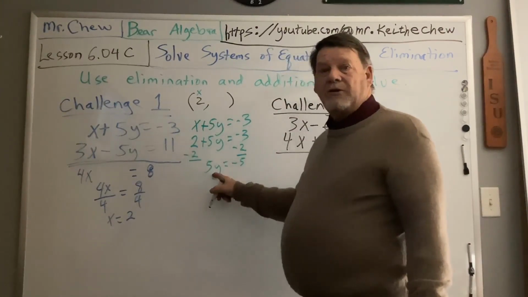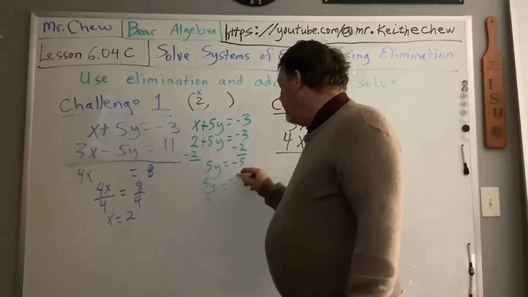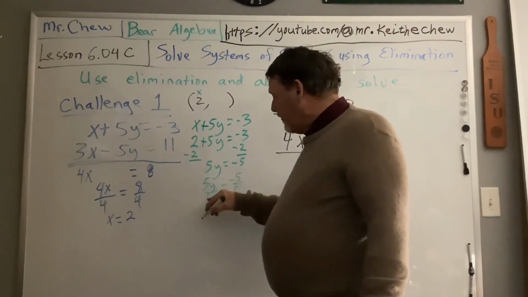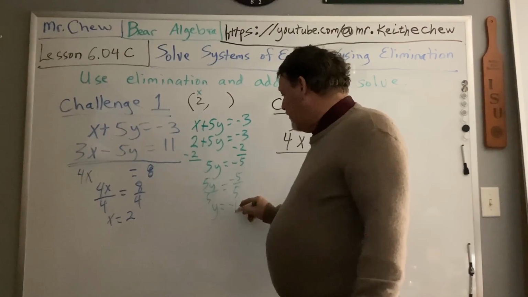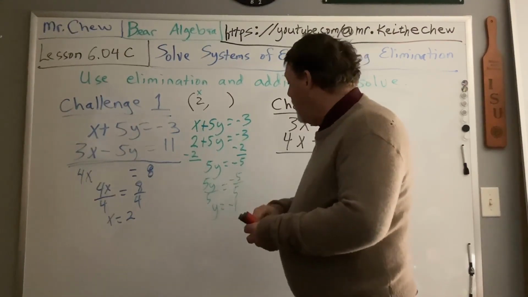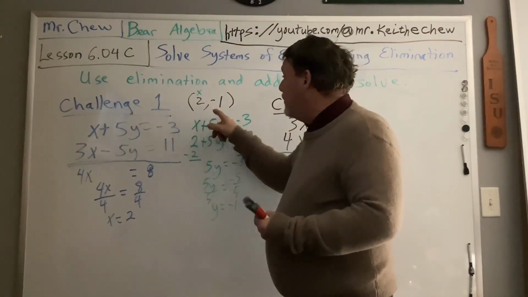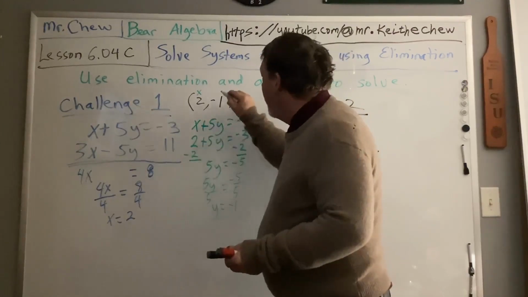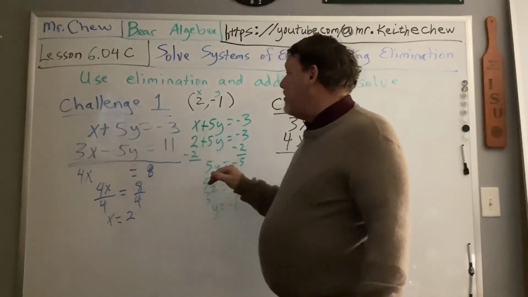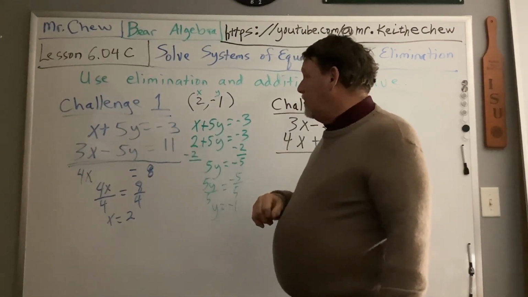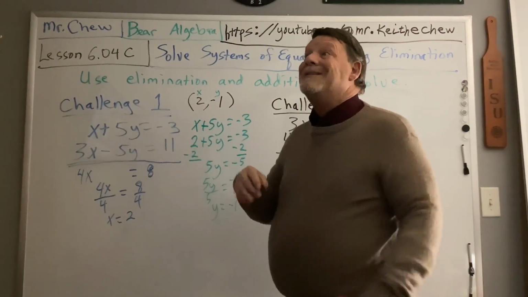I do the inverse operation of multiplying by 5, which means I divide by 5. The 5 over 5 is 1. 1 times y is y. And negative 5 divided by 5 is negative 1. So I'm going to make the statement that I believe that my solution is 2, negative 1. Now all I have to do is check it by substituting into each equation 2, negative 1, for the x and the y, and if it's true, it means that point is on the line.